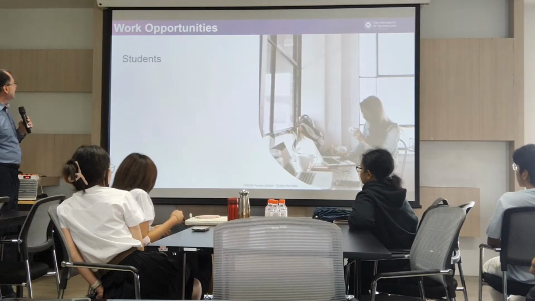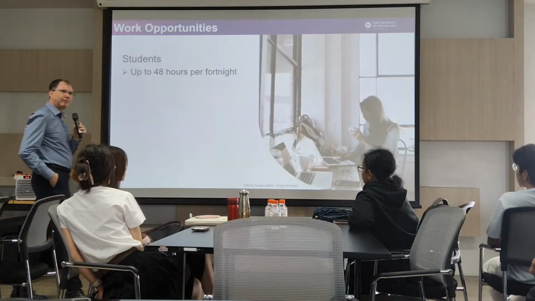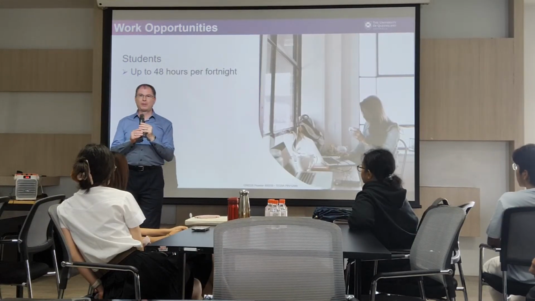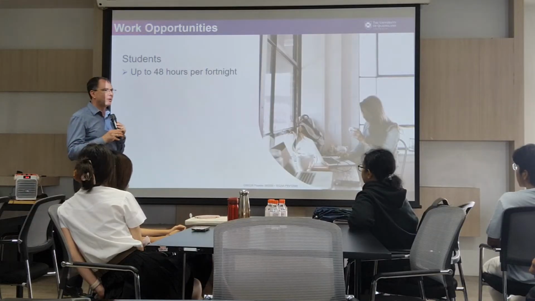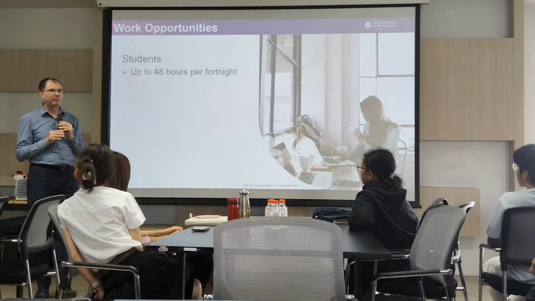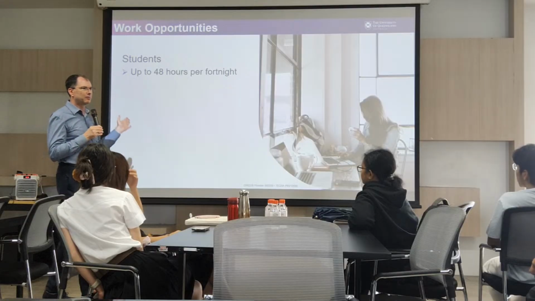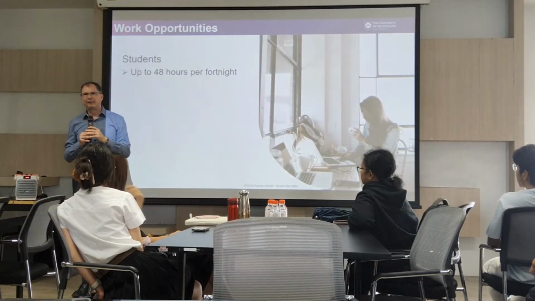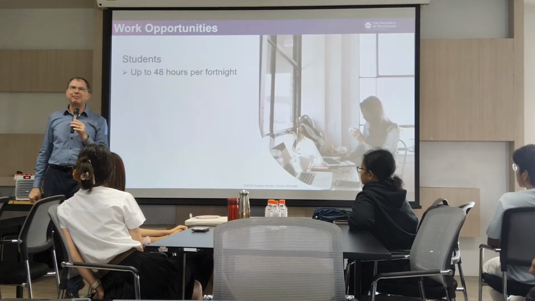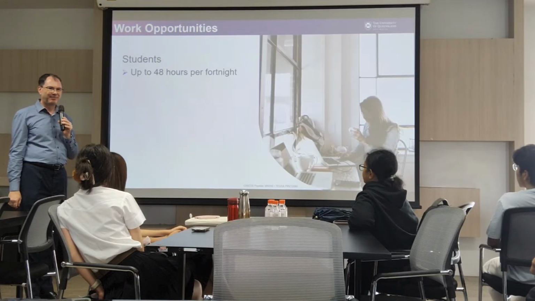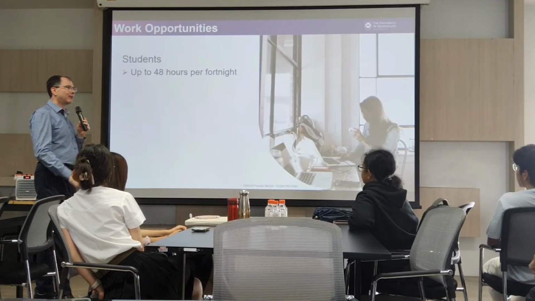Okay, opportunities. One of the things is, as a student, your student visa comes with rights to work in Australia. So as a student, you can work for what's called 48 hours per fortnight. And fortnight is a horrible term from the UK. It just means 2 weeks. So every 2 weeks you can work up to 48 hours.